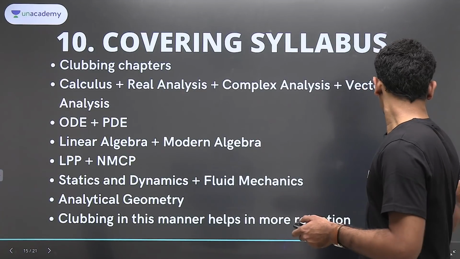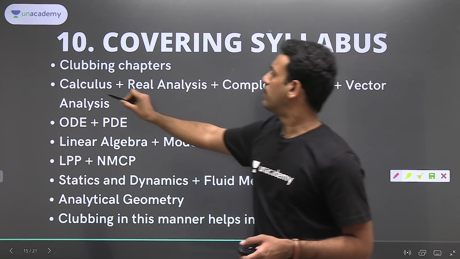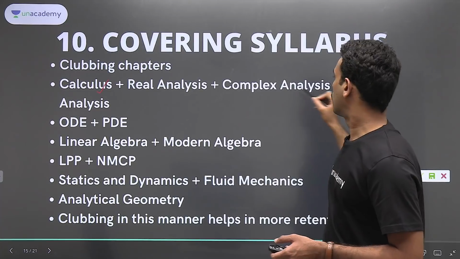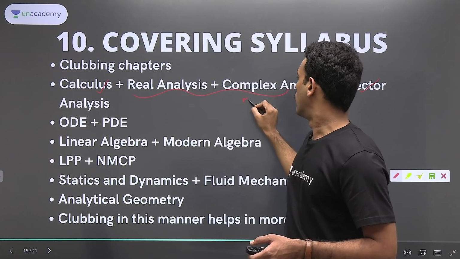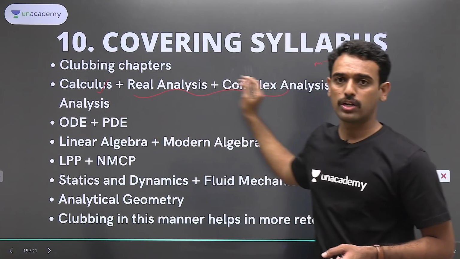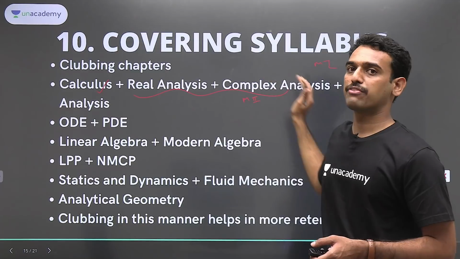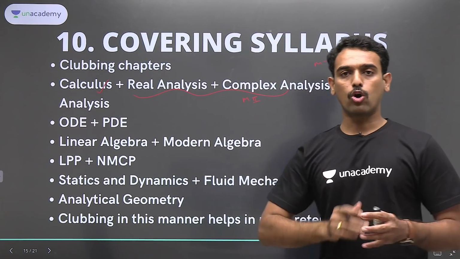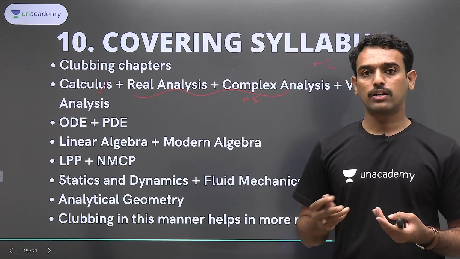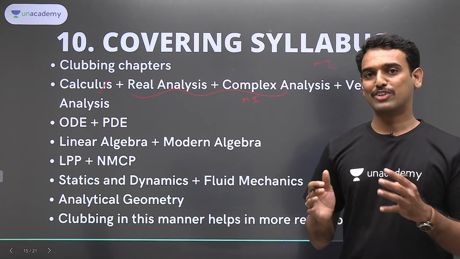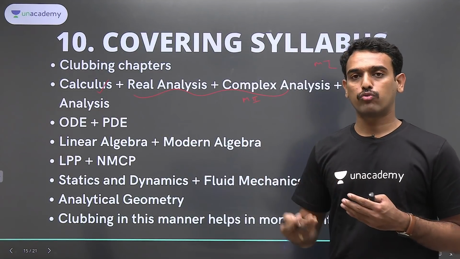So first is calculus, real analysis, complex analysis, and vector analysis. I believe calculus and vector analysis are parts of Maths 1, and the other two chapters are parts of Maths 2. But if you go with this approach, doing calculus first, then real analysis, then complex analysis, and finally vector analysis, you will have a good hold on all the concepts required, be it differential calculus, integral calculus, or line integration. If you have seen the syllabus, you will understand why these 4 chapters are clubbed together, because they have a lot of overlap.